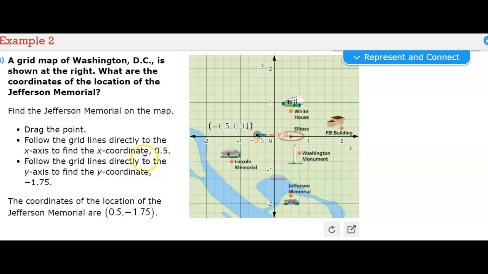And I just realized that that's not negative. So I need to go the other direction to find my 0.5. And it's about here. So that's 0 and 5/10 on the positive side, because that is not a negative. But my y is negative. So I'm going to go down because that's where my negative numbers are. And so the -1 represents a whole.